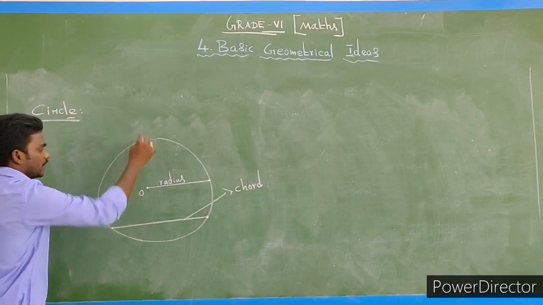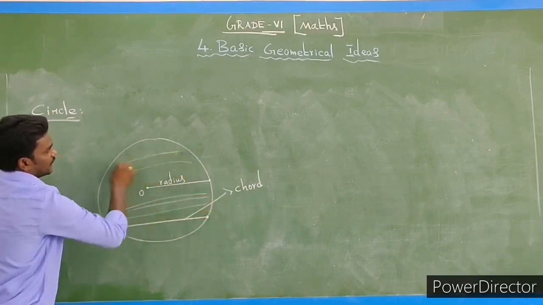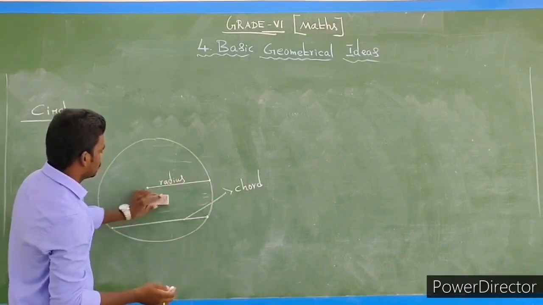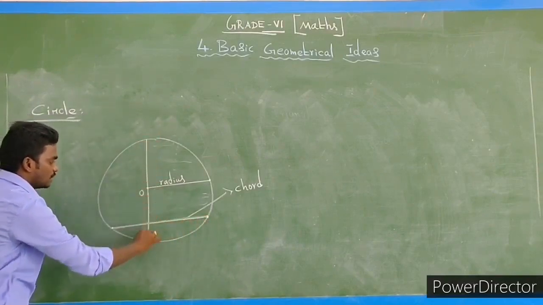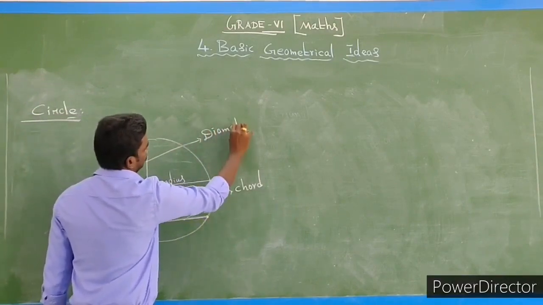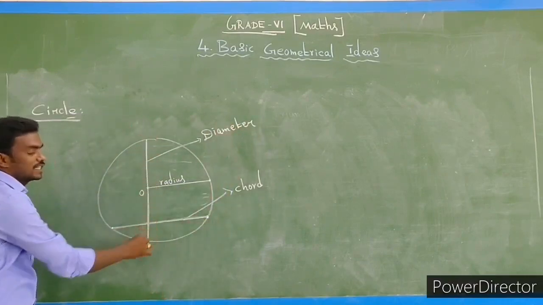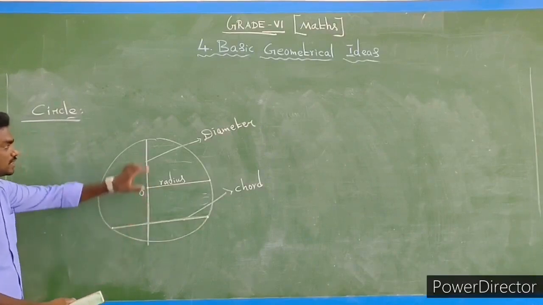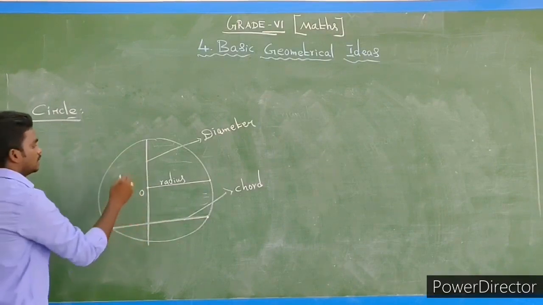Next question: how many chords can a circle have? We can draw infinitely many chords of the circle. And this is called what? Diameter. So this is the diameter of the circle. The diameter is the largest chord of the circle, which passes through the center of the circle, right?